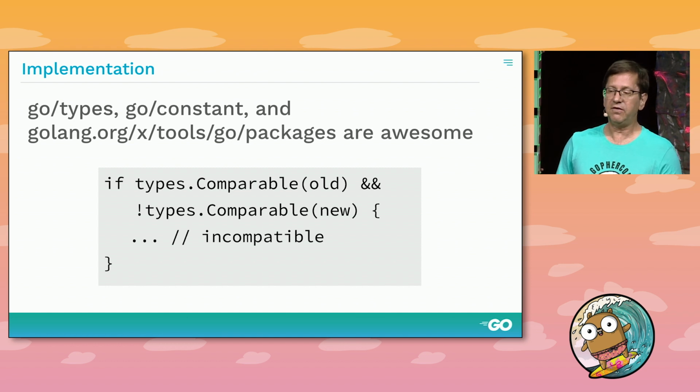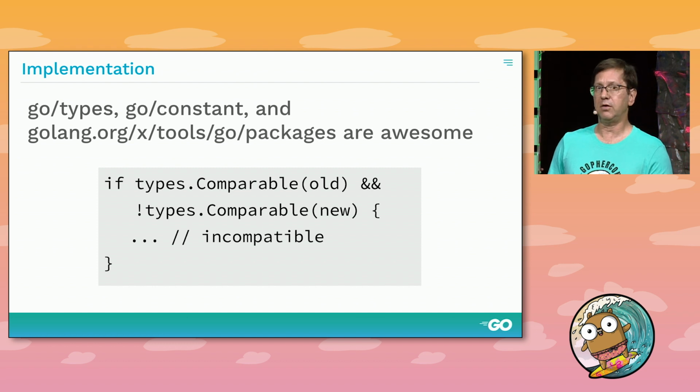For example, this is the actual code for the third struct rule I talked about. The rule in English was, if the old struct is comparable, so is the new one. Thanks to the Comparable function in go/types, I can just write that down in code.